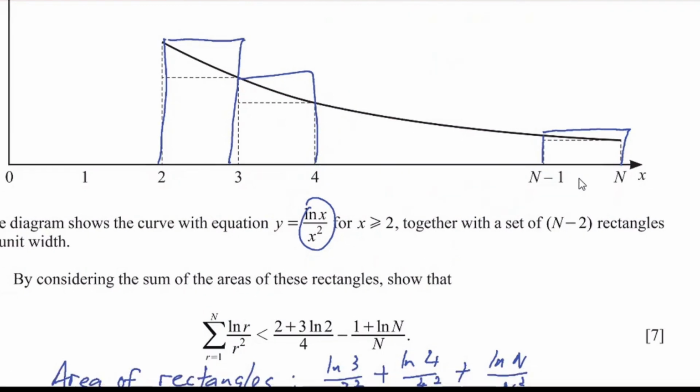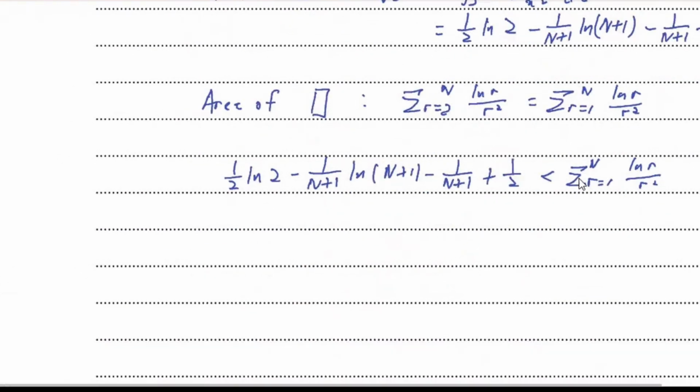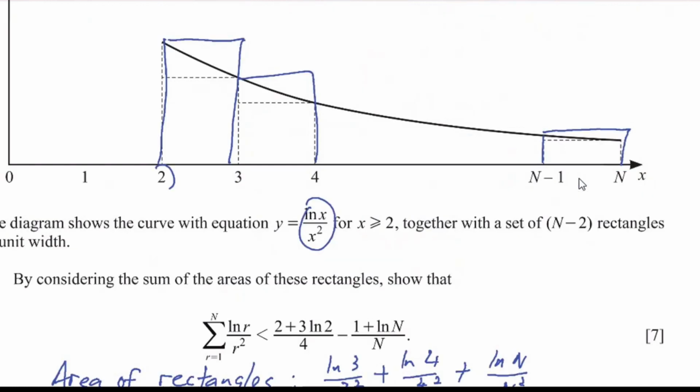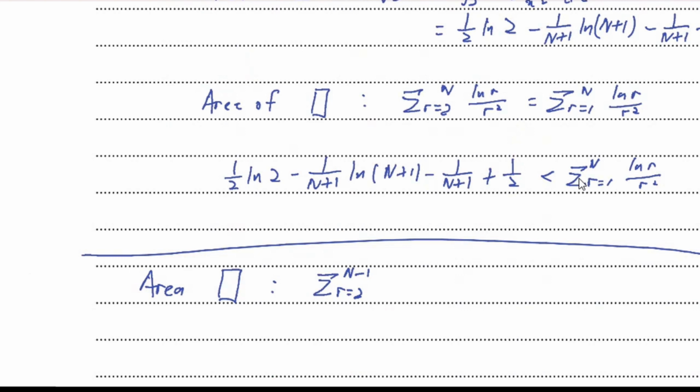Okay, so as we make all the rectangles higher there, we can actually say that here is the area of the rectangles, right? When we look at the values of x, the first height is given by 2, and the last one is given by n minus 1. So it's actually the sum from r equals 2 to n minus 1 here. But this is good, okay?